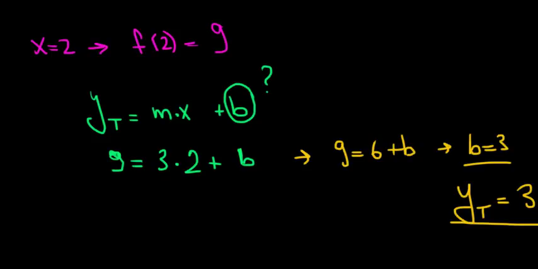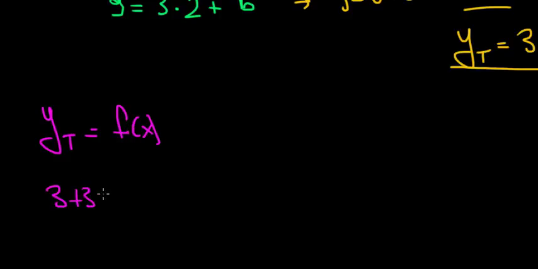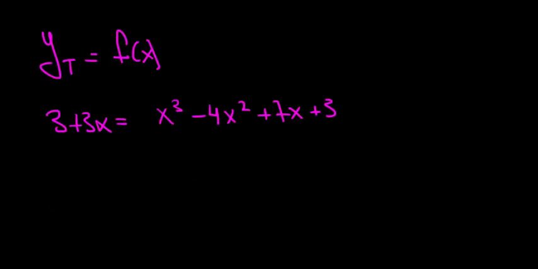The question itself is, on which points does this tangent line lie on our graph? So we must equate our tangent line to our function, which means yt, our tangent line, equals our function. So 3 plus 3x equals our function, x cubed minus 4x squared plus 7x plus 3. So let's do some math here. Let's take all the terms on one side and make it equal to 0. So how would that look? Let's write it below.